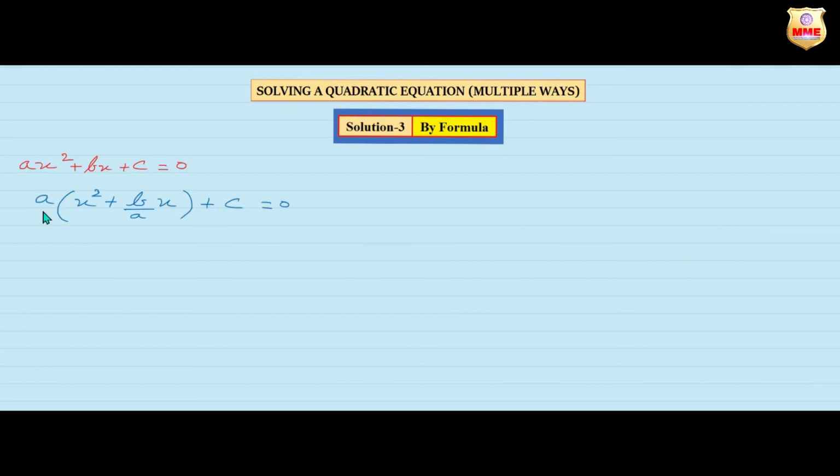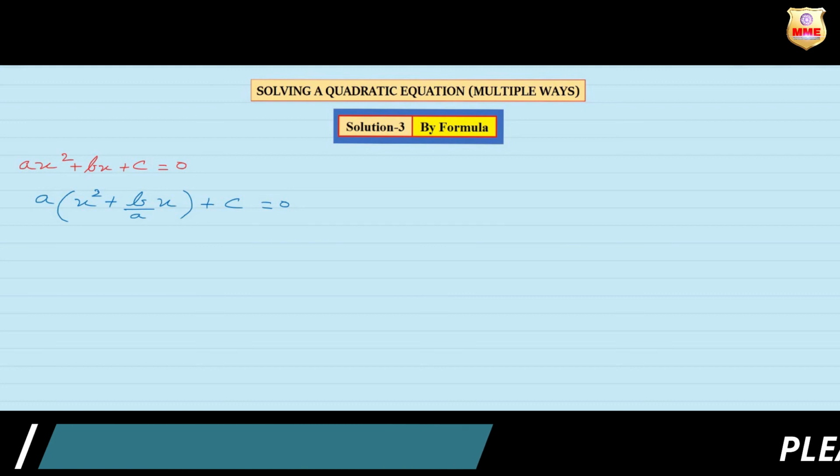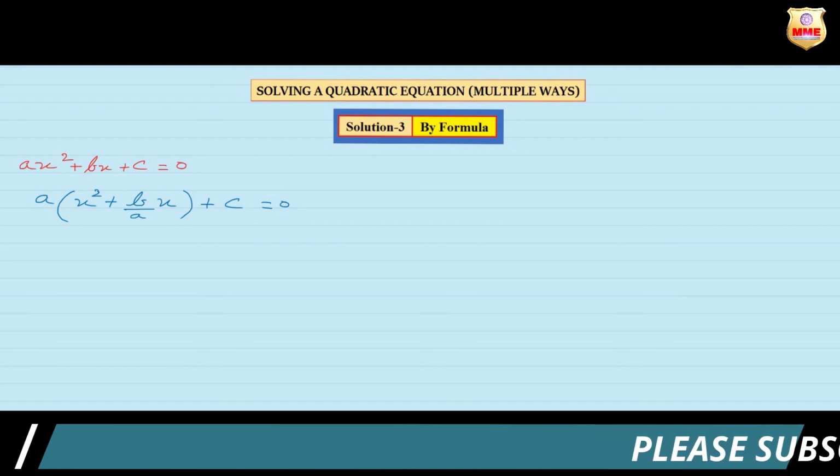Now as you can see here, we have taken a common factor a outside the bracket and try to make it in a perfect square form where c is the constant. Now we will follow the following steps to get it in a perfect square. Now you can see the following steps to get the equation in a perfect square form, and then to get the value of x in the form of a, b and c.